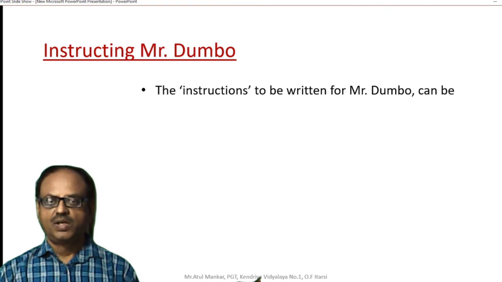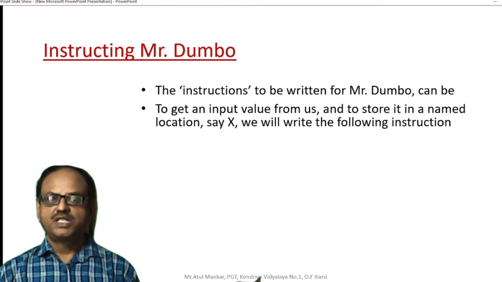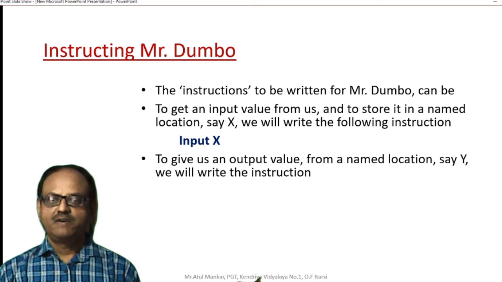instruct Mr. Dumbo. The instruction to be written for Mr. Dumbo can be to get an input value from us and to store it in a named location, say X. We will write the following instruction, that is, input X. Then, to give us an output value from the named location, say Y, we'll give the instruction as output Y. So we have both input as input X and output as output Y.